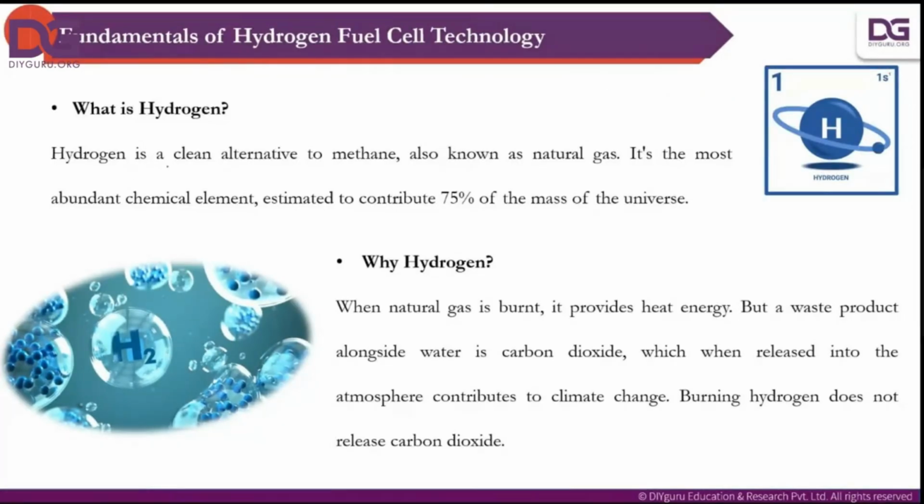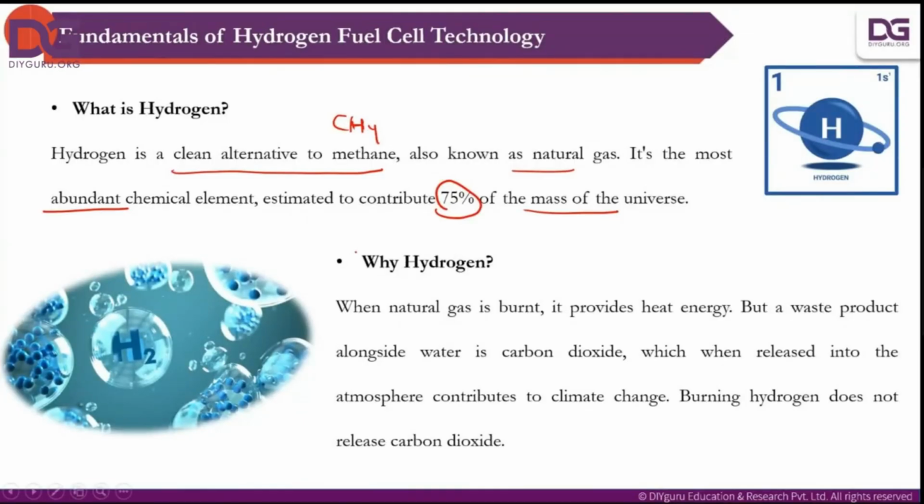So now let's start with the theory part. Hydrogen is a clean alternative to methane. Methane is CH4, you might have heard. It is a hydrocarbon fuel, known as natural gas. Hydrogen is the most abundant, meaning easily available in our universe. It is the most abundant chemical element, contributing around 75% of the mass in the universe.